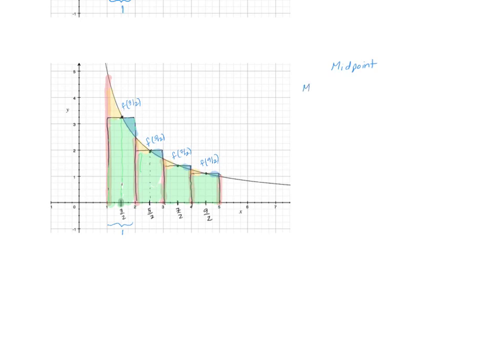So using the midpoint with these 4 rectangles, we get 1 times f of 3/2, the area of the first rectangle, plus 1 times f of 5/2, which is the area of the second rectangle, plus 1 times f of 7/2, plus, I'm running out of space, 1 times f of 9/2.